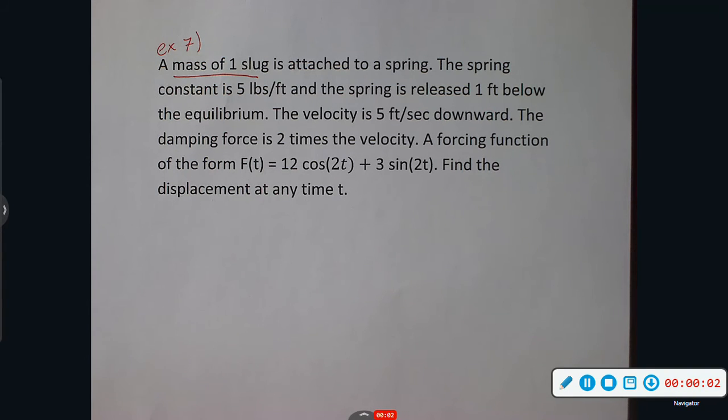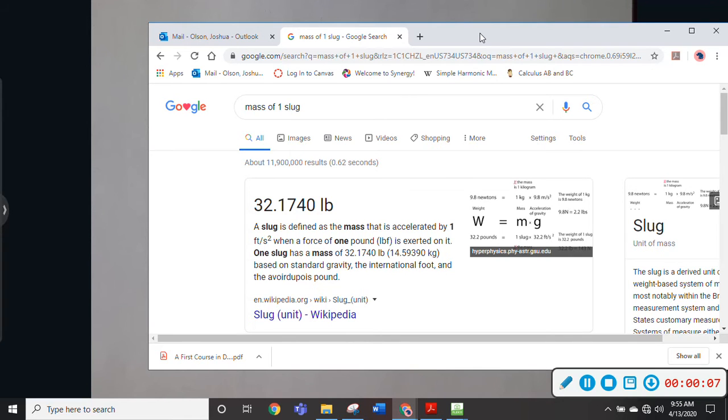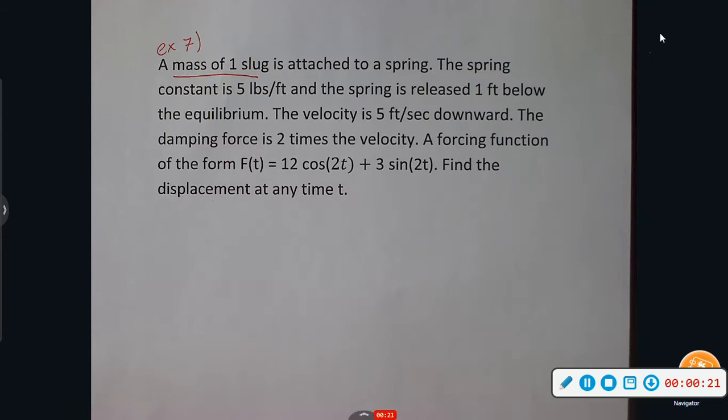The mass of one slug, this is example 7. I didn't really know much about a slug before either, but looking it up, 32.17. Makes sense. A slug is defined as the mass that is accelerated by 1 foot per second squared when a force of 1 pound is exerted on it. So it makes sense. Correlation.